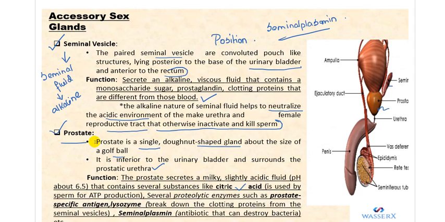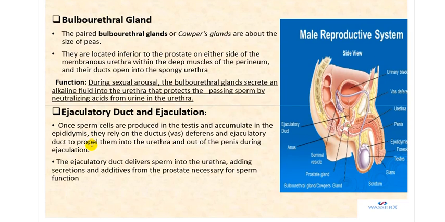Okay. Now we'll see the bulbourethral glands. Let's see that. The bulbourethral glands are paired glands, also known as Cowper's glands, about the size of peas. Okay, they are located inferior to the prostate on either side of the membranous urethra within the deep muscles of the perineum, and their ducts open into the spongy urethra. Okay, what is the function now? During sexual arousal, the bulbourethral glands secrete an alkaline fluid into the urethra that protects the passing sperm by neutralizing acids from the urine in the urethra.